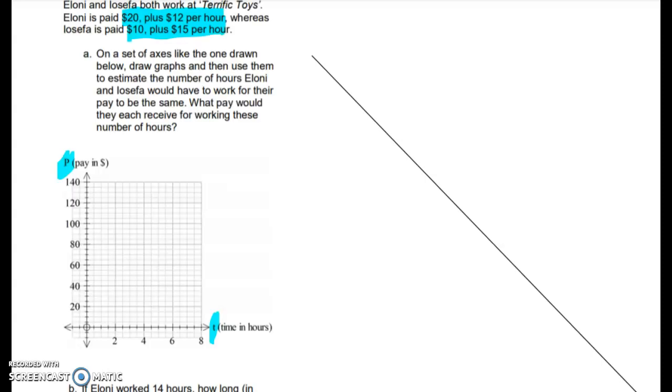Sorry about that glitch. Right, so we're looking to write an equation for both of those things. And it's going to be P is equal to something, something, something for Ailoni. And then there'll be another equation, P for pay is equal to something for Yosefa.